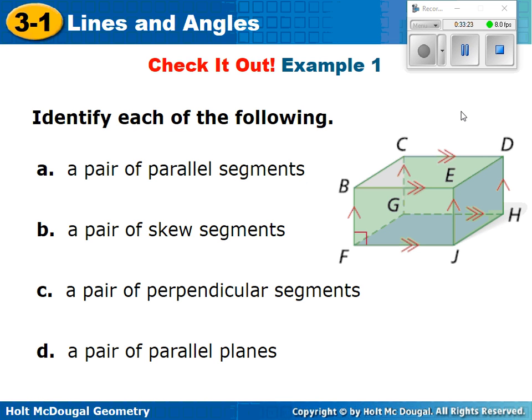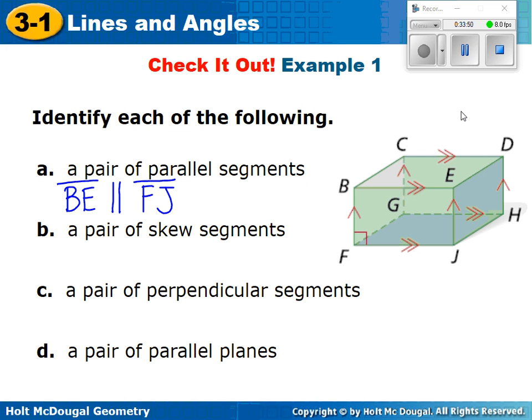Okay, let's check and see how you're doing. Ronnie, can you give me a pair of parallel segments? BE and FJ. Very good, and make sure that you used your parallel symbol and that you have line segments above them. Again, I would warn you on the homework, watch your words. Are you talking about parallel segments or parallel lines? If it's lines, make sure you put arrows. If it's segments, make sure you do not.